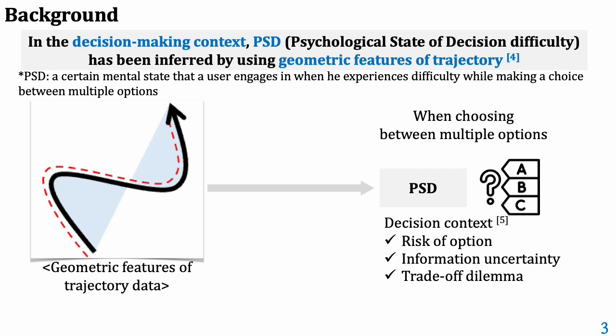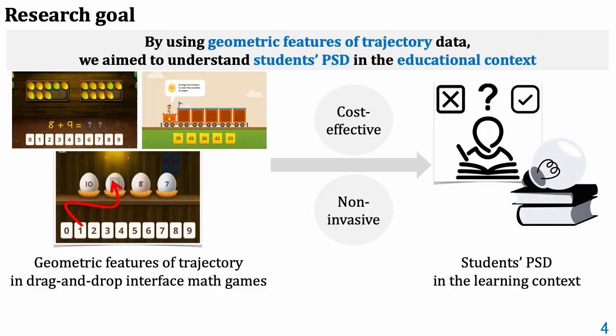And the PSD may occur because of the decision context, such as the risk of the options, information uncertainty, and the trade-off dilemma. So, we applied this idea to the educational context. By using geometric features of trajectory data, we aim to understand students' PSD in the learning context. Capturing the PSD using trajectory data would help understand students' difficulties with problem solving.